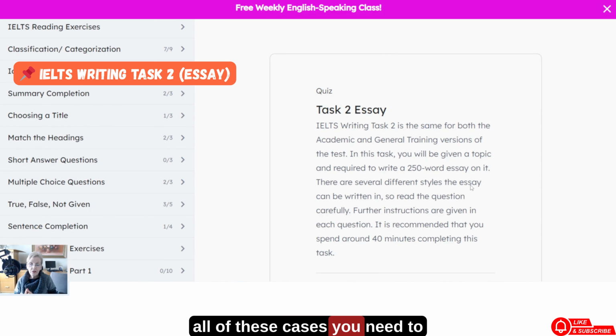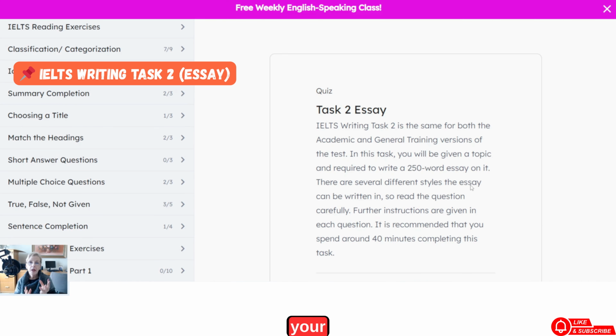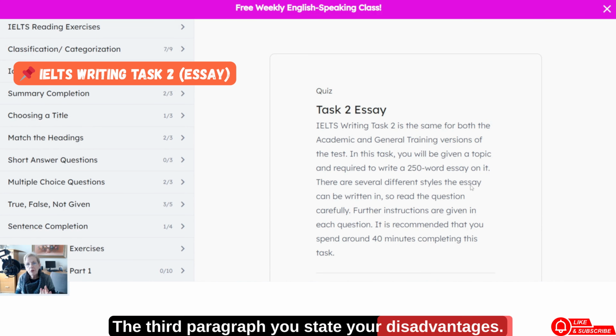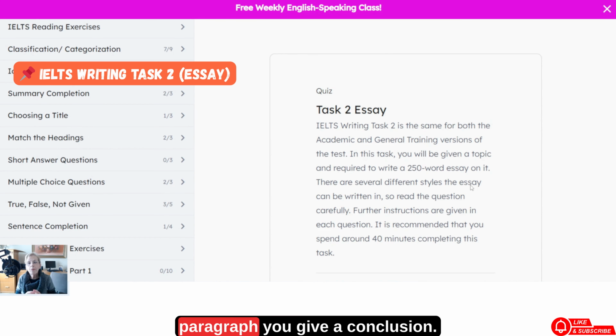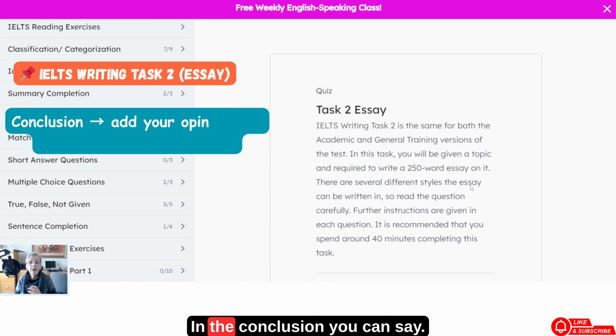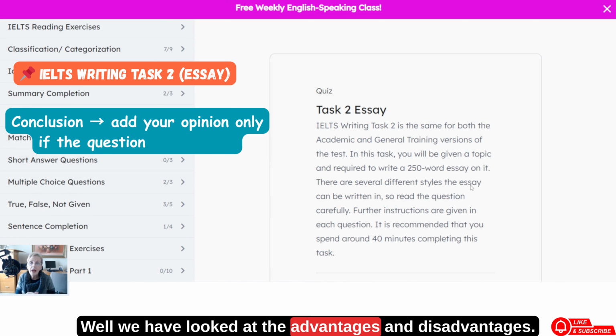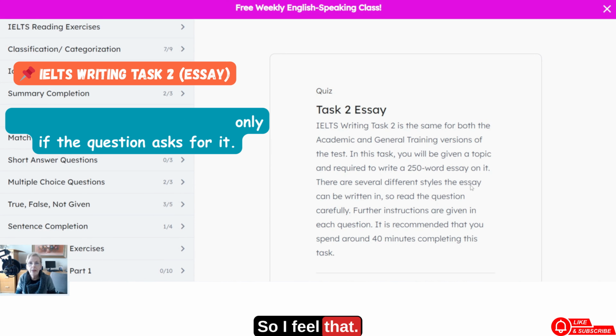In all of these cases, you need to start off with an introduction where you rephrase the statement or the question at hand. And then once you've done that, you go into your second paragraph, which is where you state your advantages, for example. The third paragraph, you state your disadvantages. And then the fourth paragraph, you give a conclusion. Now, if they ask for your opinion in the conclusion, you can say, well, we've looked at the advantages and disadvantages, so I feel that.